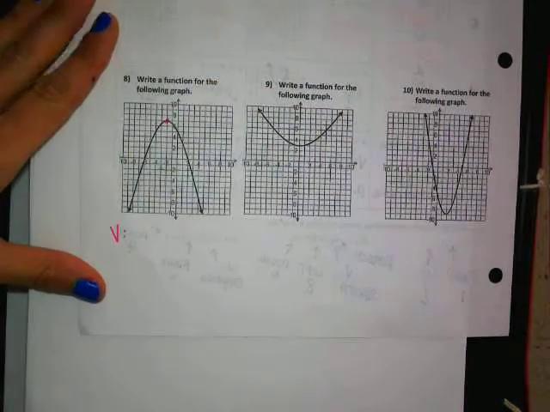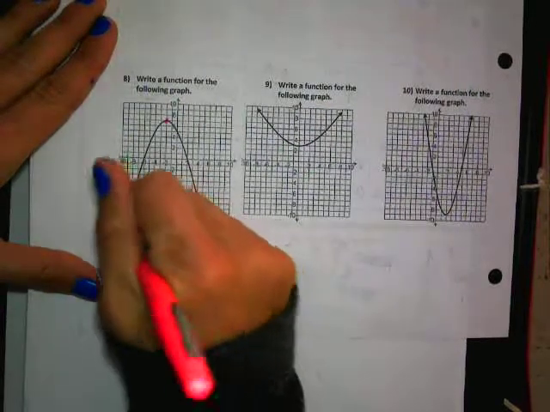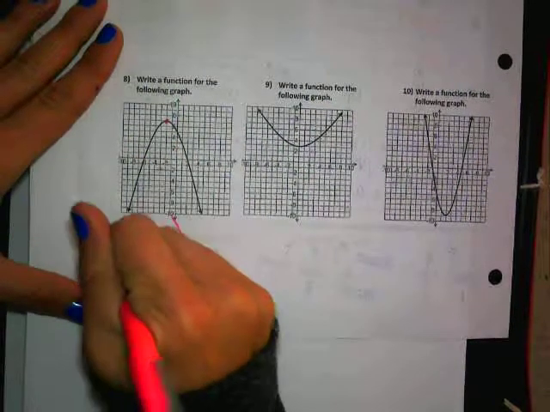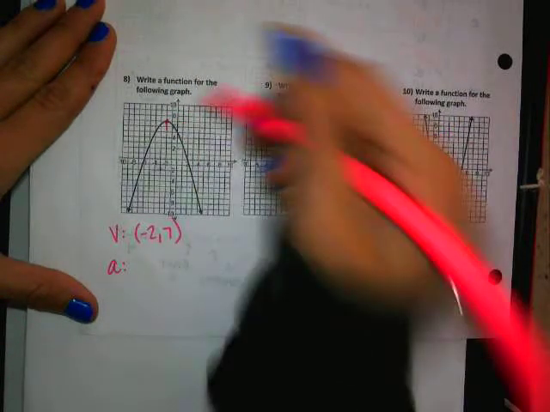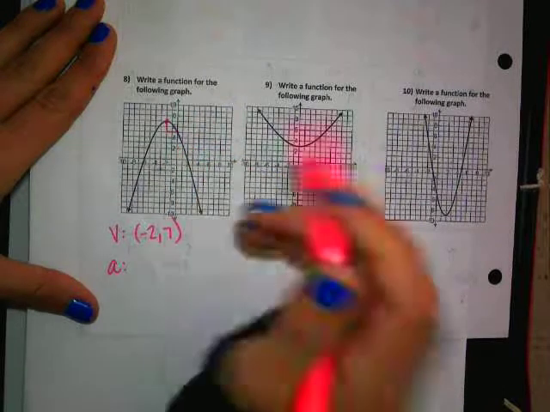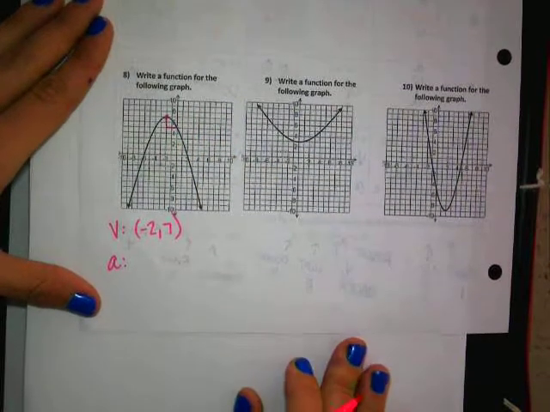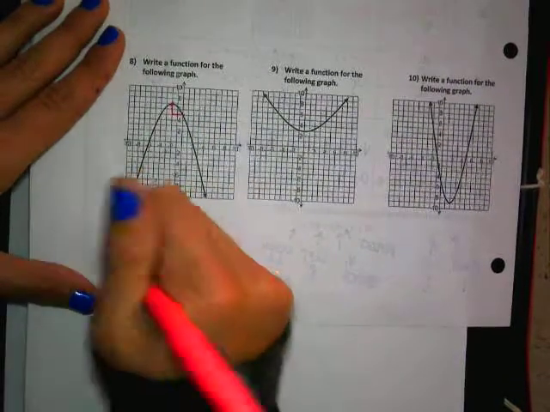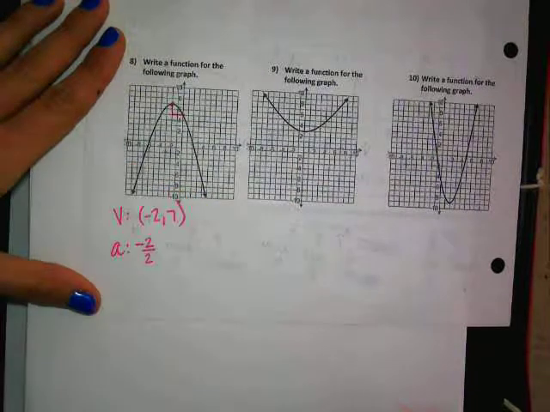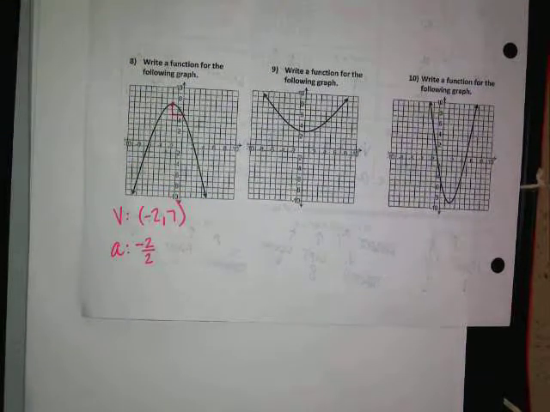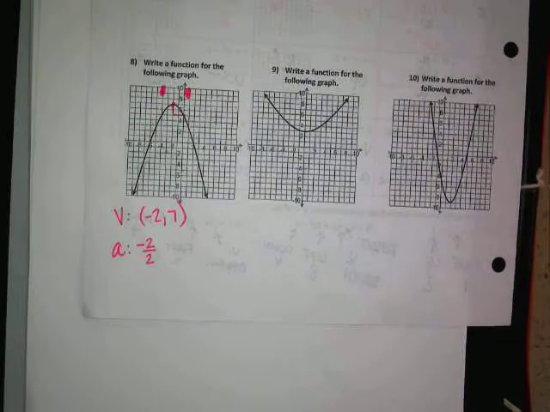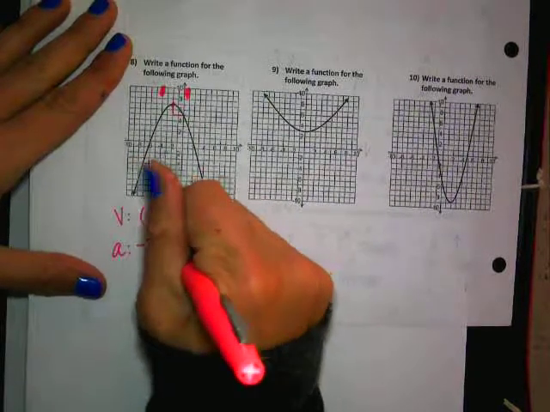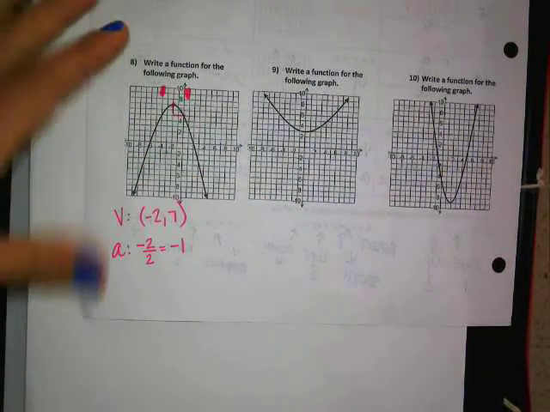All right. Where's my vertex at? Negative 2, 7. And then for the A value, down 2 over 2, right? Because you're going down negative 2 over 2. And also you know that because it's a sad face, right? If you put some eyes on it, it is a sad face. So your A needs to be negative. All right, negative 2 over 2 reduces to negative 1.